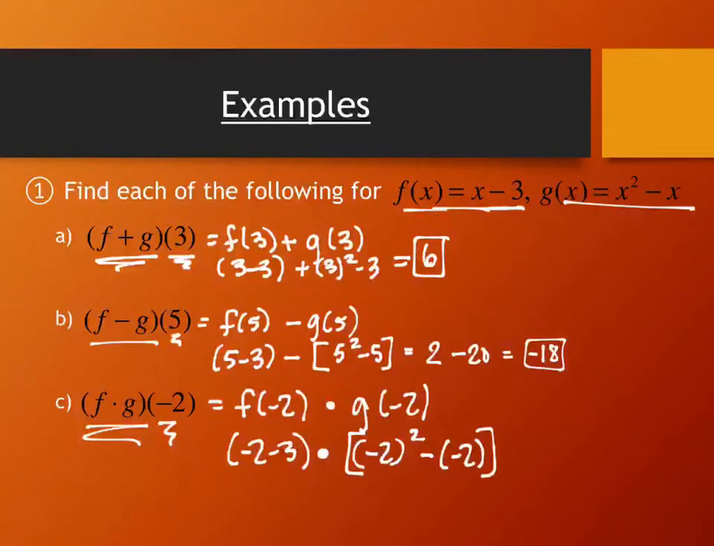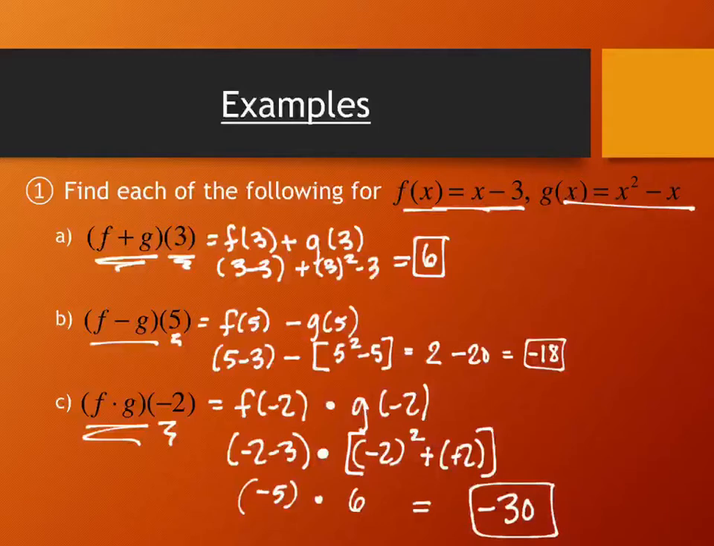Negative 2 minus 3 is negative 5, right? And then what happens when I take negative 2 and I square it? I get 4, and this says minus a negative, which changes to plus, so now I have 4 plus 2, which is actually 6. Negative 5 times 6 would give me negative 30. Any questions so far? Okay.